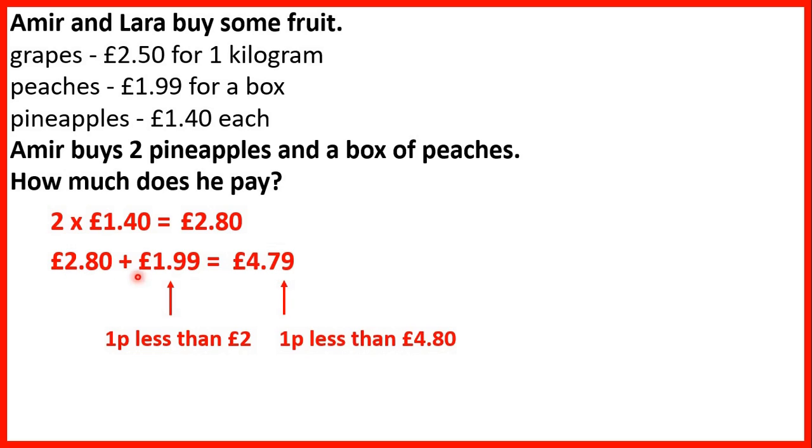So here, rather than using column addition, we can use adjusting. £2.80 plus £2 is £4.80, but because £1.99 is 1 pence less than £2, £4.79 is our answer because that's 1 pence less than £4.80. So he pays £4.79 altogether for 2 pineapples and a box of peaches.